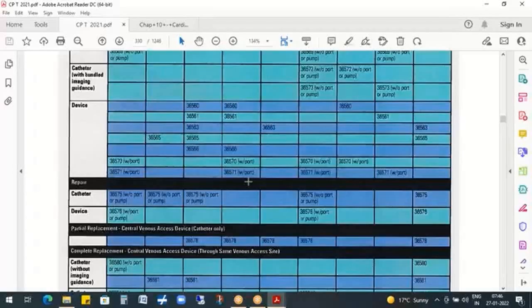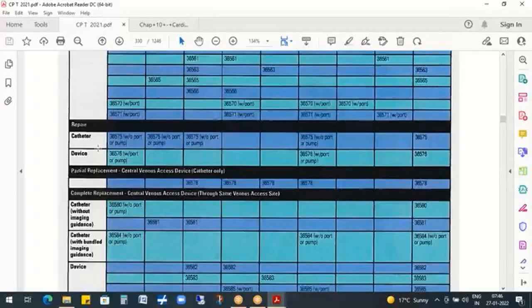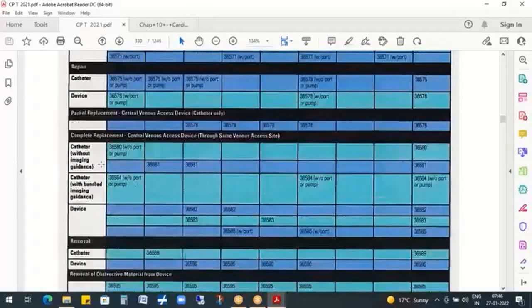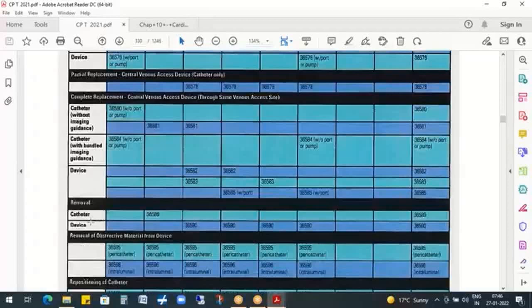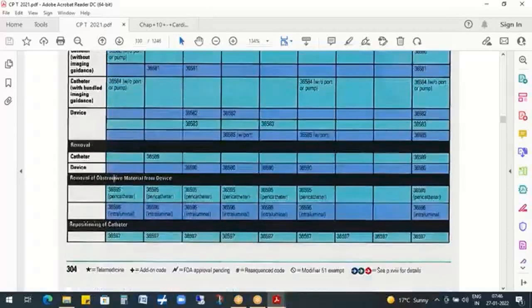If repair is done, directly see what they have repaired, catheter or device, and you can see the codes. Partial replacement, by default only one code. Complete replacement, then catheter with guidance, without guidance, or device. Removal of obstructed material means any clots.